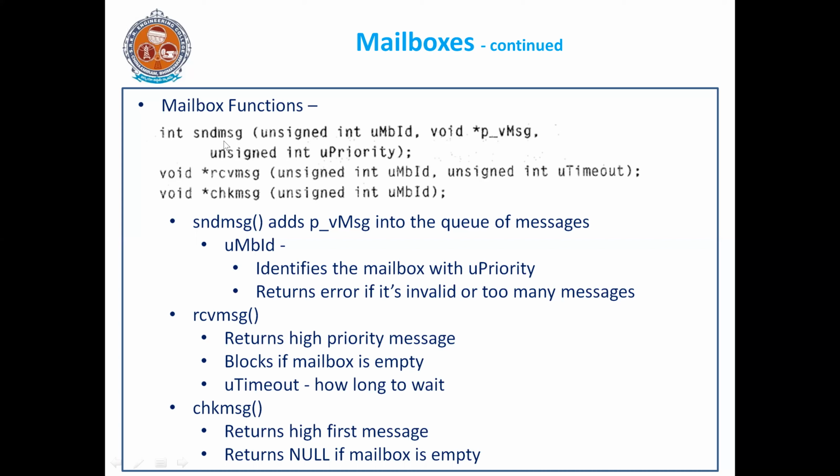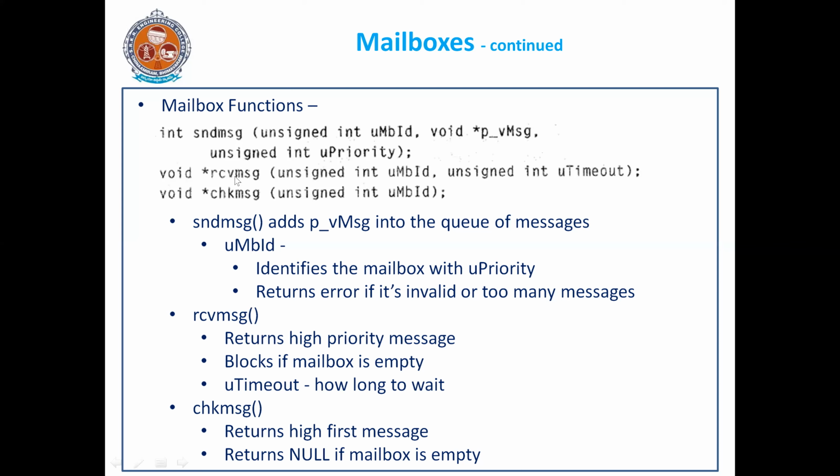Here this function will add this message onto the queue with this ID, which identifies the mailbox, with U priority. So its priority is U priority. Or it may also return an error, suppose if there are too many messages pending in your mailbox. So if you have too many messages or if it is invalid, it will return an error.